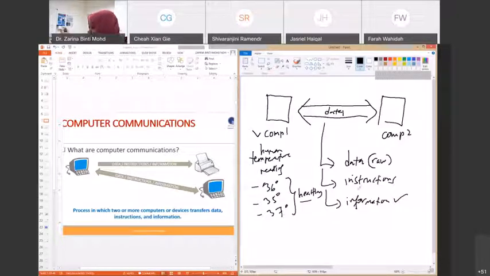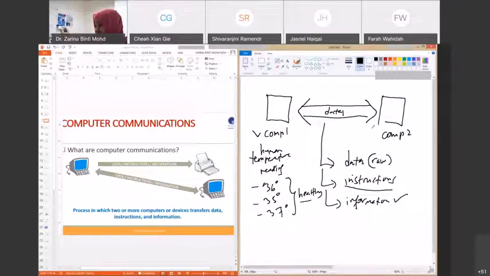All right, so how about instructions? Instructions are a different kind of data, in which what is sent is not raw data but a form of instruction, such as when we want to instruct a computer to perform something. That we call an instruction. So these are the three types of data that can be communicated between two computers.